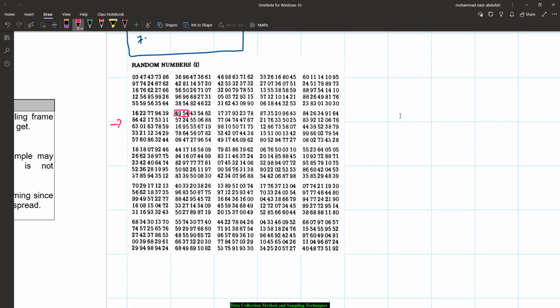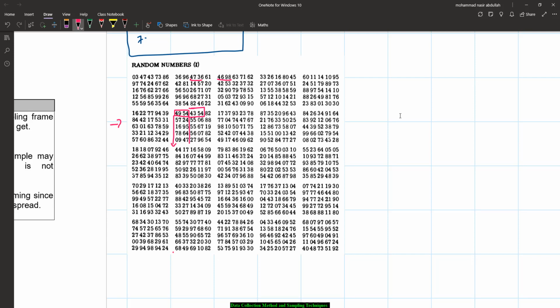You can take the first one and go down: 4954, 5724, 1695 and so on, all the way down. And then for the second row, second block, you can start here or you can continue from here, as you like. It's random, but you need to have a systematic process.